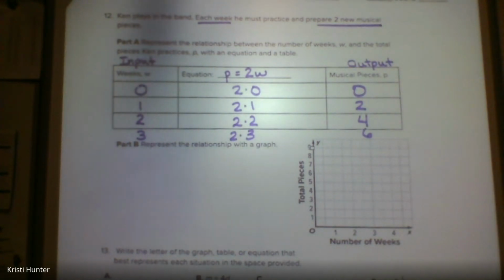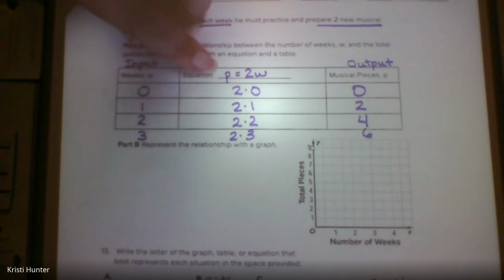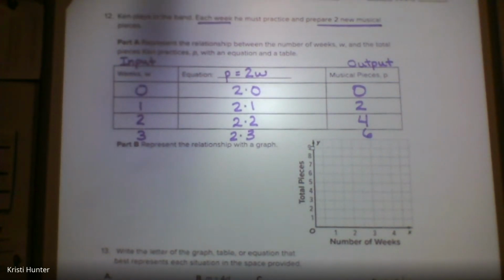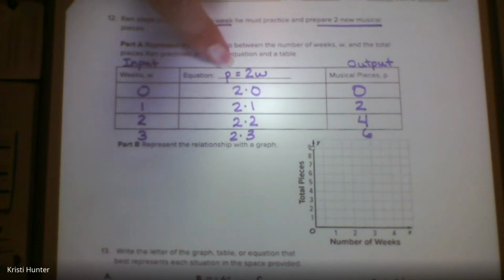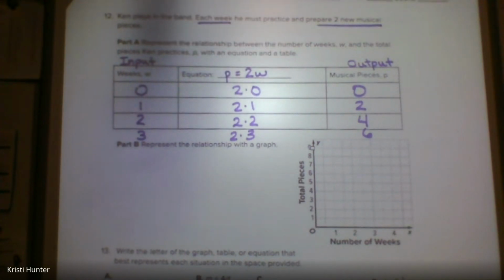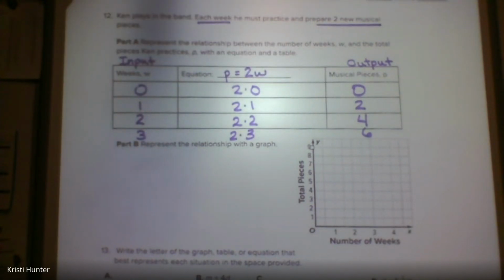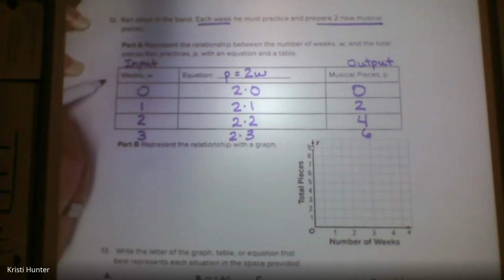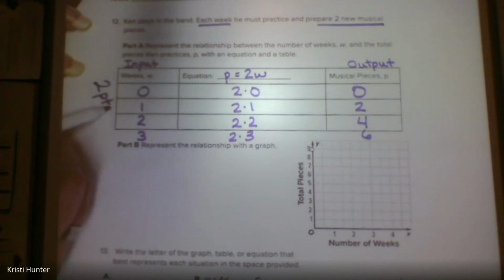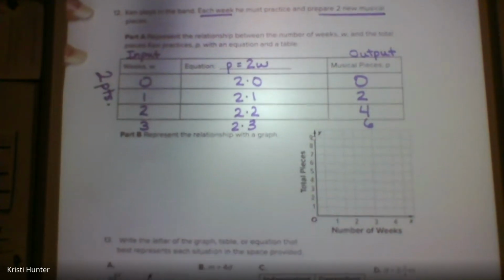And again, I got this equation by looking back in my problem. It told me my output is P, so I know that's my answer. And I need to do 2 new musical pieces each week, which tells me take 2 times the number of weeks. Okay, so this is actually going to be 2 points up here because you had to create their whole table.